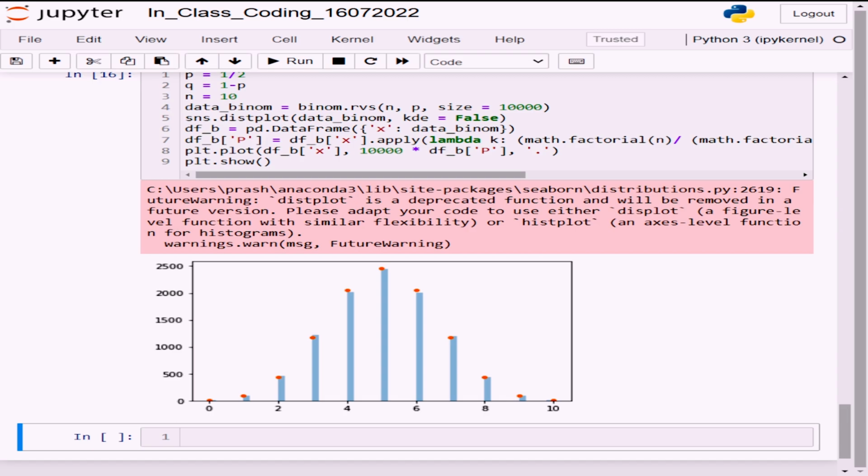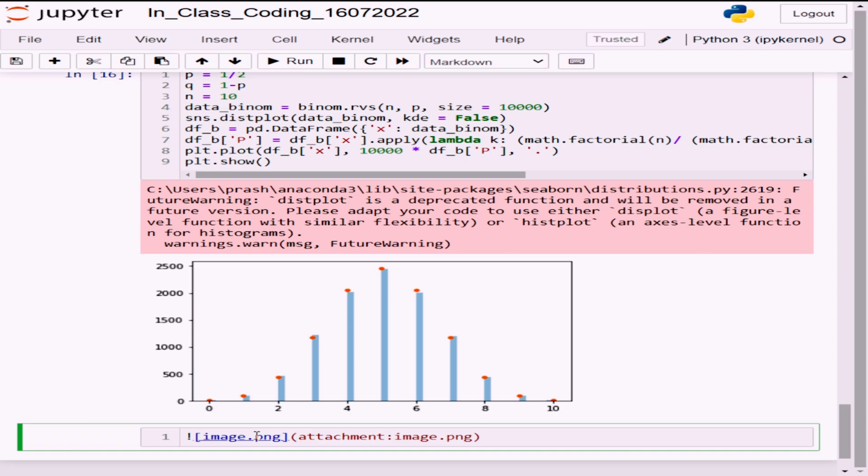Then let's go for another distribution. That is also a very famous distribution that we might be using several times. It is called the Poisson distribution. It also has an equation, and we just have to use that equation to plot.